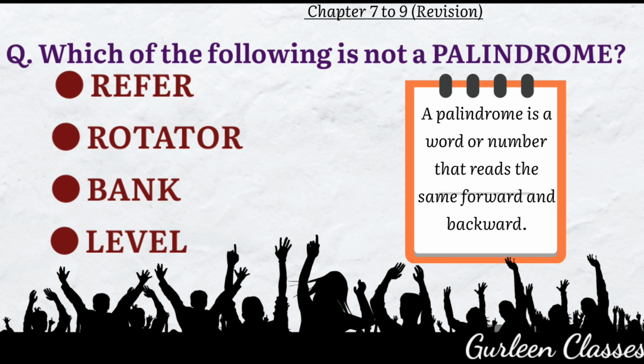So what is a palindrome? It is a word or number that reads the same forward and backward. So A part, it is the same forward and backward. B part is also the same. But C part, B-A-N-K, if you read forward and backward, it is different. So bank is not a palindrome.